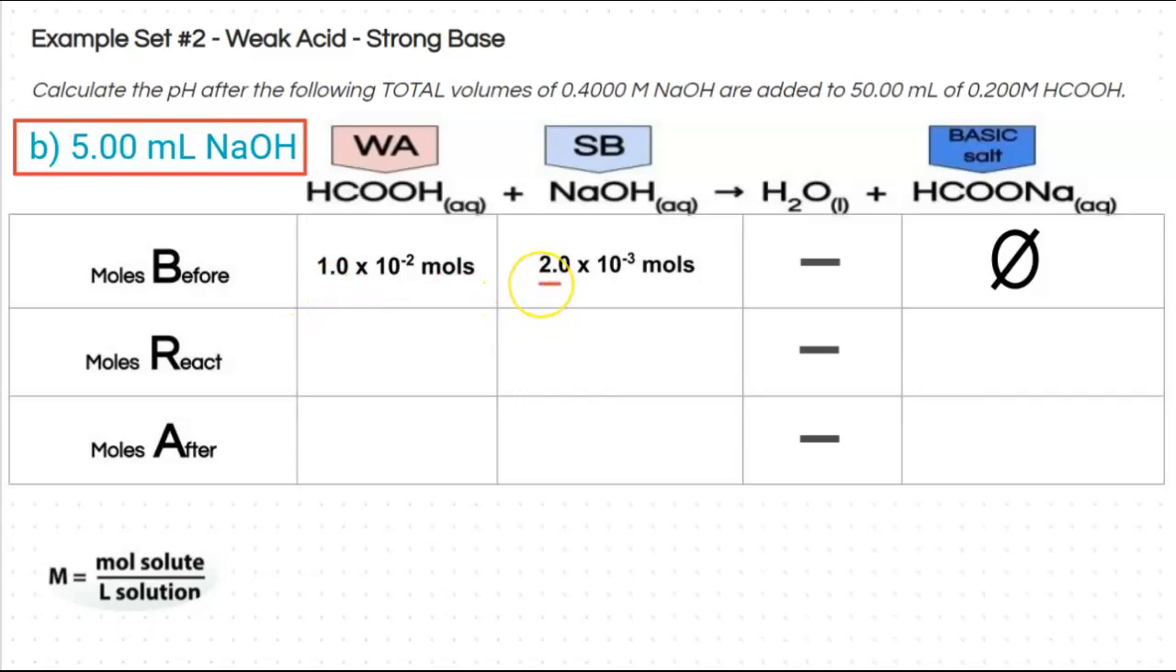I did the same thing to find the moles of base. Using the same equation at the bottom, my base is molarity 0.4. The volume for this addition is 5 milliliters. Converting that to liters, 0.005. So I have 0.005 liters times 0.4 molar sodium hydroxide to give the 2 times 10 to the negative 3rd moles of base.